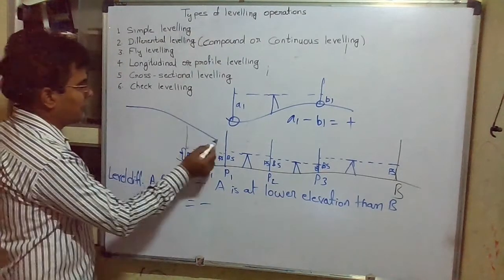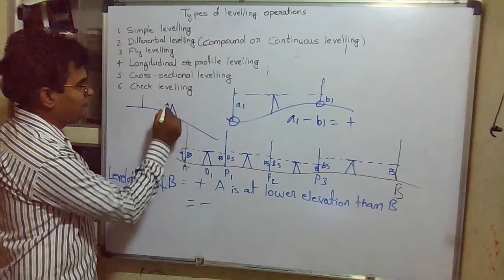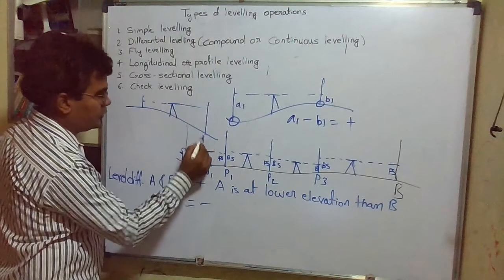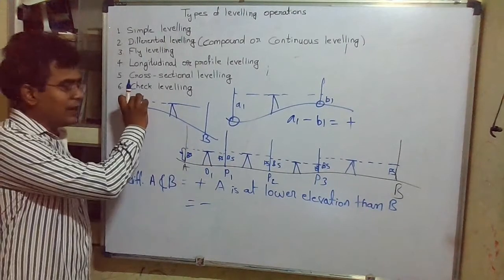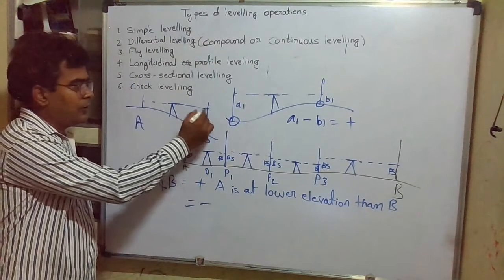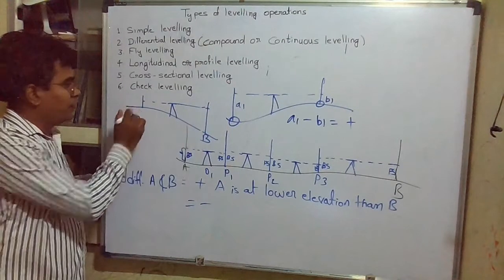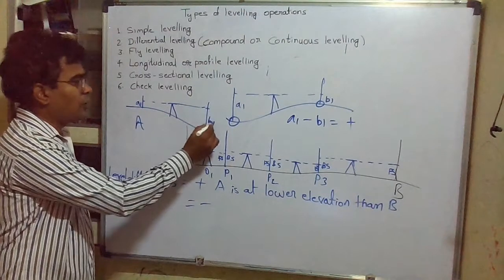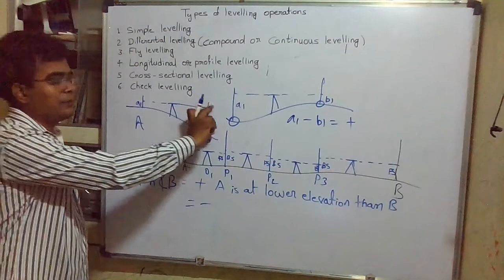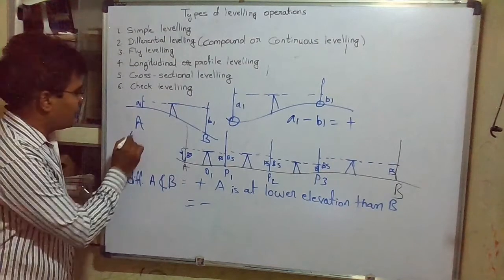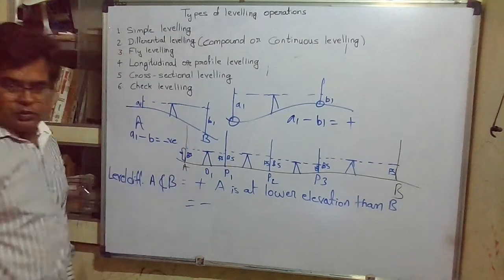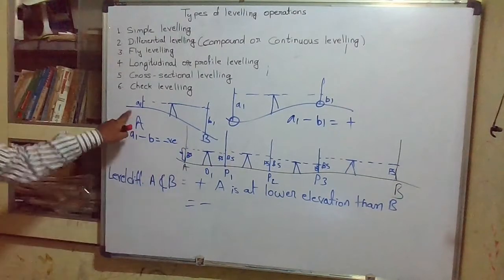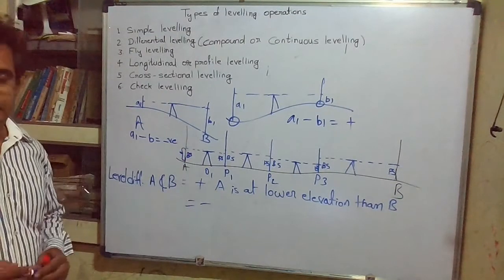Suppose this is the condition: this is the level, this is point B, this is point A. Here we subtract the staff reading at B from the staff reading at A. Suppose this is A1, this is B1. Here you can observe that reading at A1 is less and reading at B1 is more. So whenever we subtract A1 minus B1, we get a negative value. It indicates that point A is at higher elevation than point B.